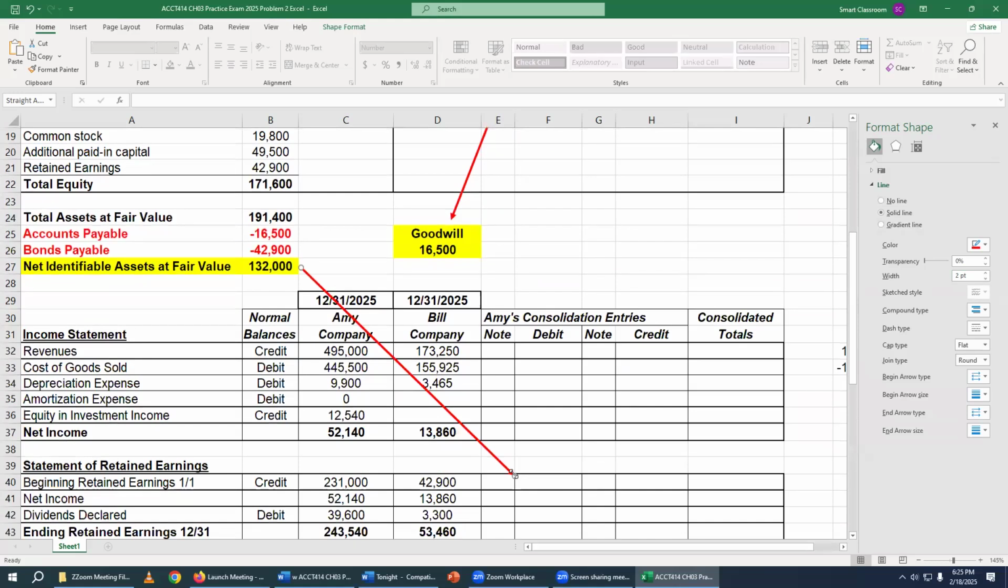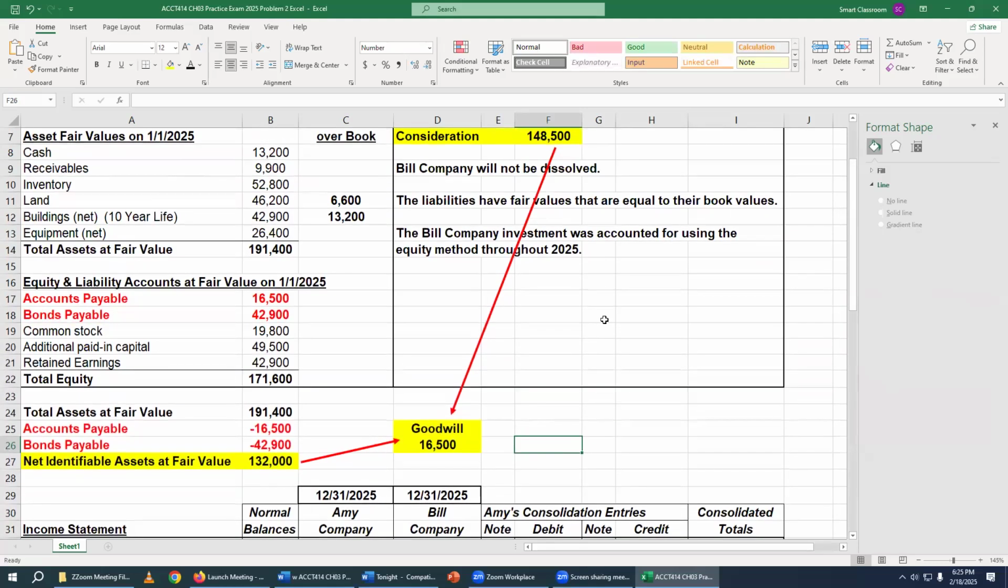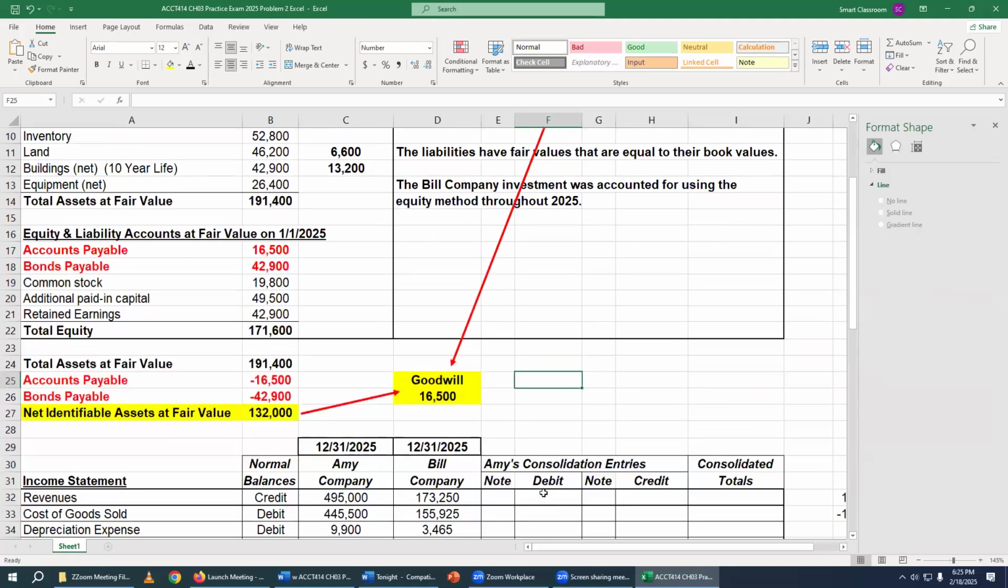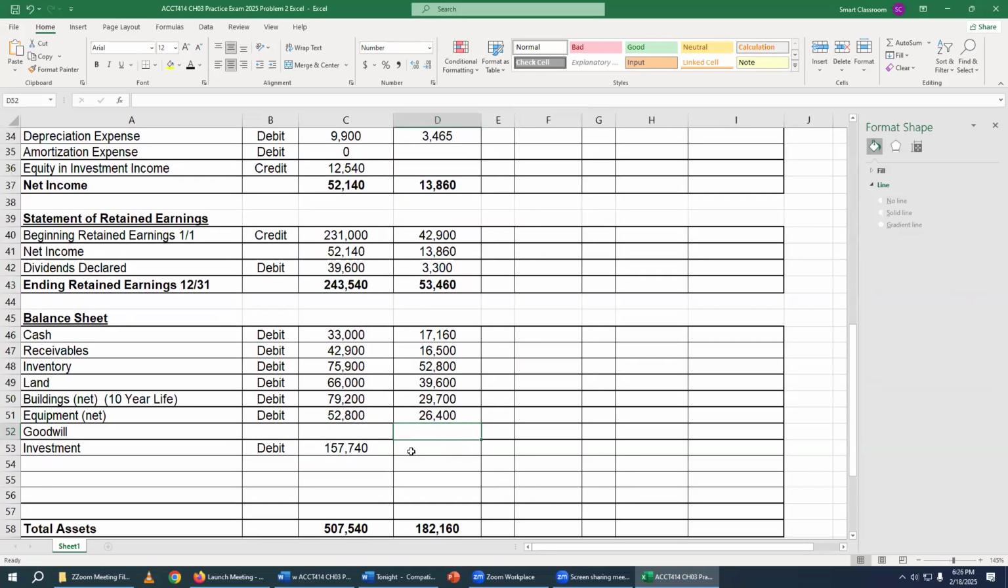So we have identifiable assets, which is kind of a funny term, but we have the identifiable assets of 132. And the goodwill, the new terminology, I guess, is that it is unidentified. So 16,500 goodwill. Okay, I think we're ready to start going, aren't we? I think so. Okay. Well, let's get rid of this investment.